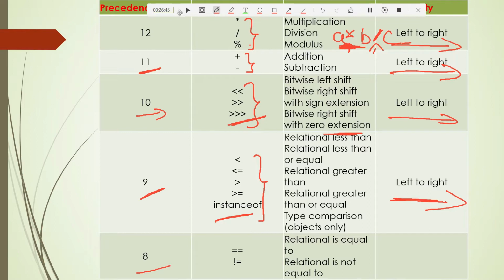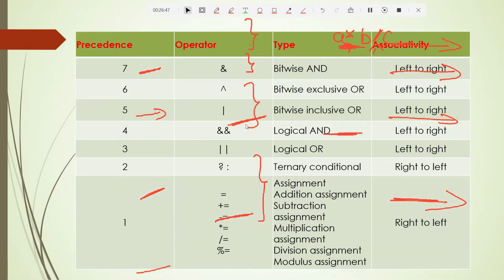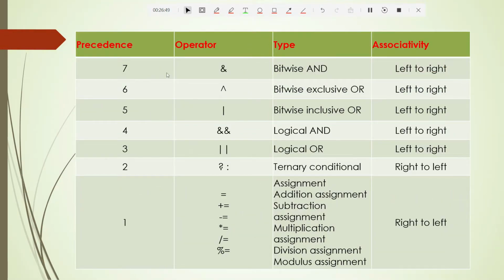Then next afterwards you have the other ones. So this is 7, that is bitwise and. You can observe, students, these bitwise operators are having less precedence. The bitwise and, xor, or have left to right associativity and precedence 7, 6, 5. Then you come to logical operators: logical and, logical or. So it is from left to right, with precedence 4 and 3. And after that you have the ternary operator, which is from right to left.